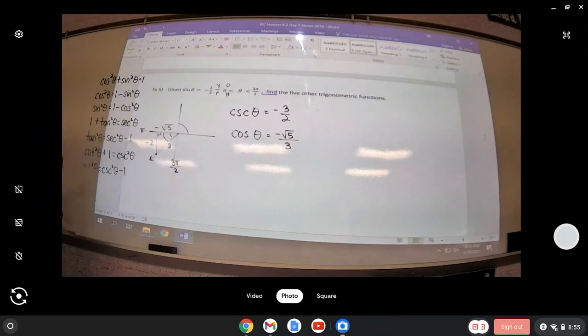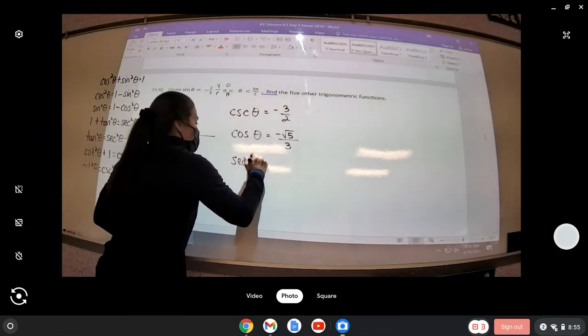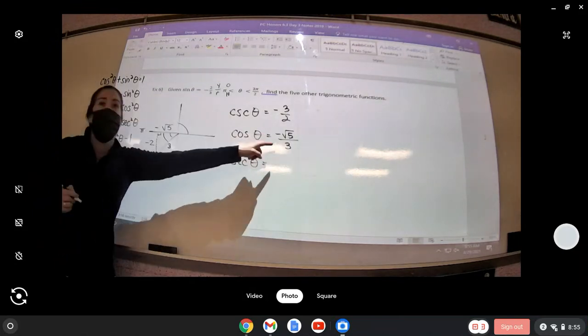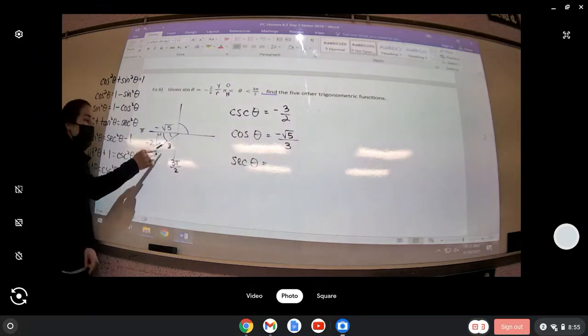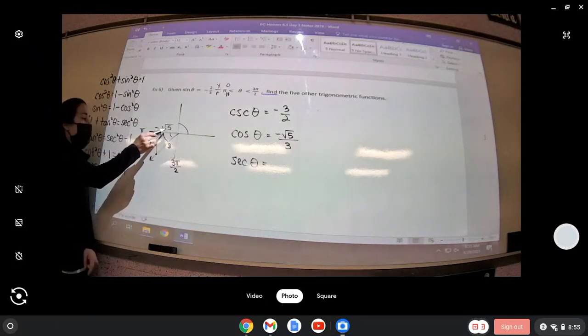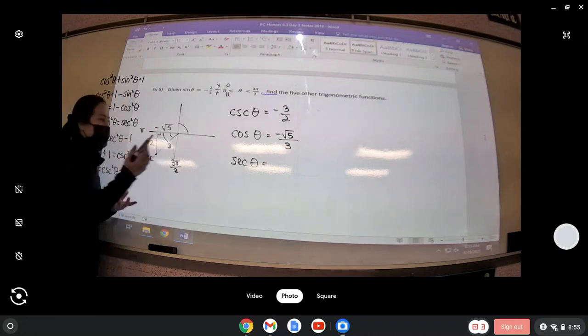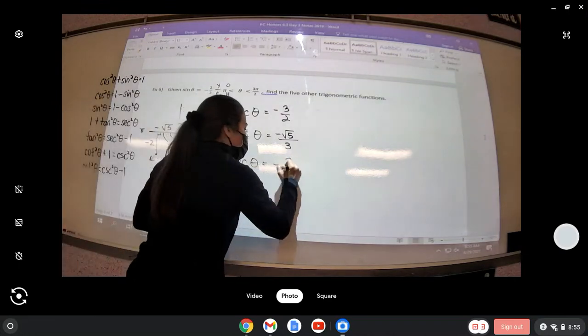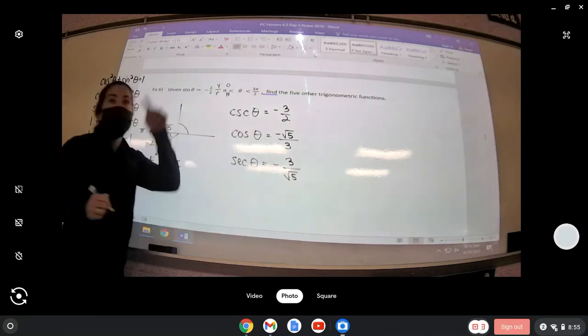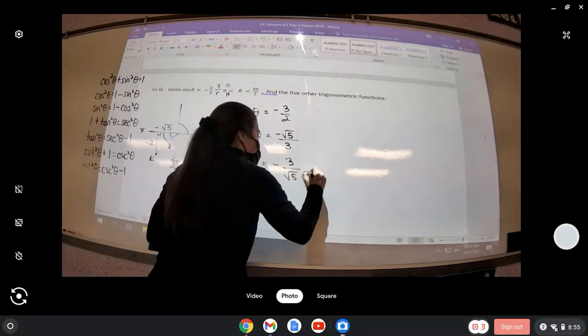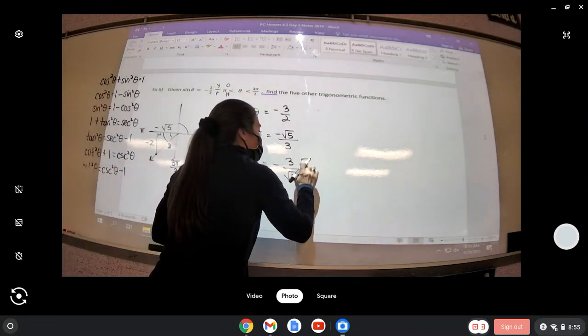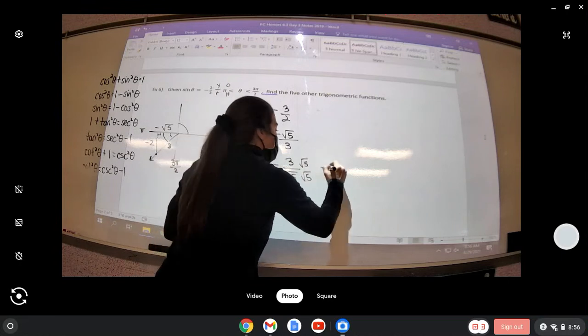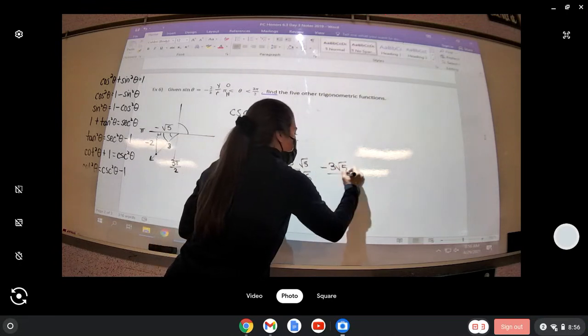All right, let's do his reciprocal. Let's get secant. The secant, I can either take the reciprocal of that, or I can come over and do h over a, or r over x. It doesn't matter. It's negative 3 over root 5. Clean that up. Little rationalization here. And I'm going to get negative 3 root 5 over 5.